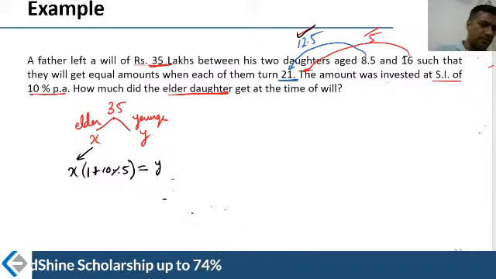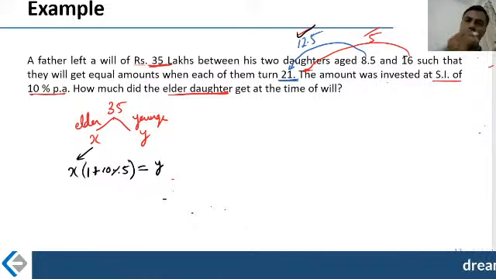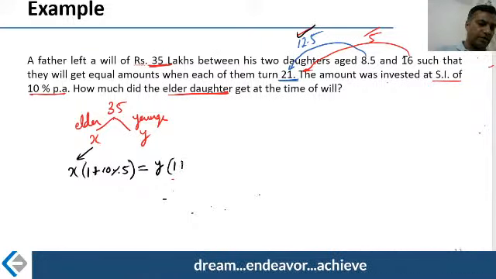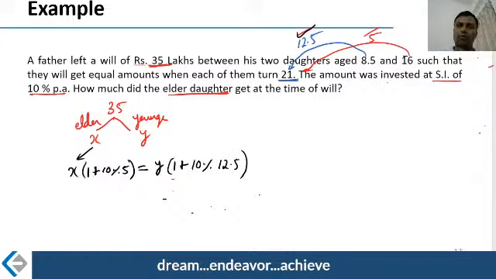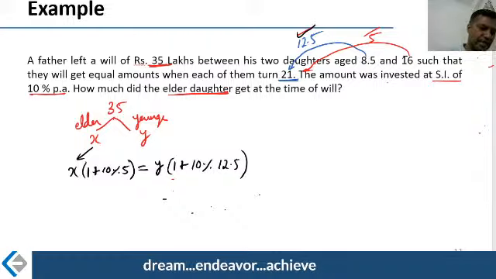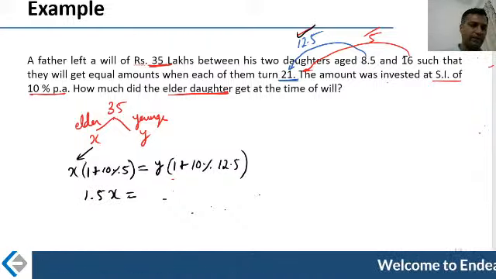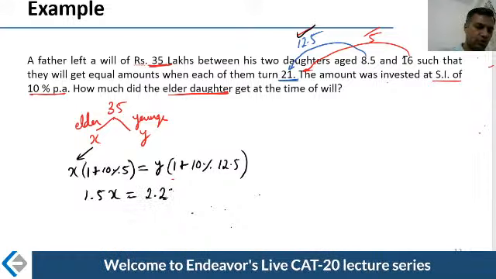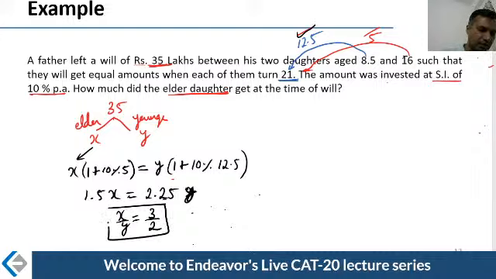Good. So what is the principal being deposited with the younger daughter? Y. So Y times 1 plus rate of interest 10%. How many years? 12.5 years. Perfect. Now if I calculate, this becomes 1.5x, which is equal to 2.25y. So what do I get? I'll get the ratio of x by y, which will be 3 by 2. Simplification, 3 by 2.